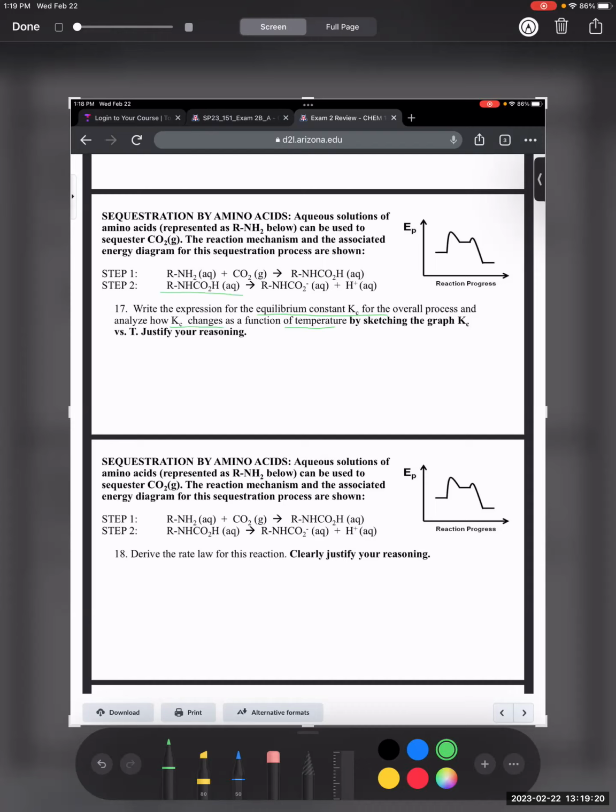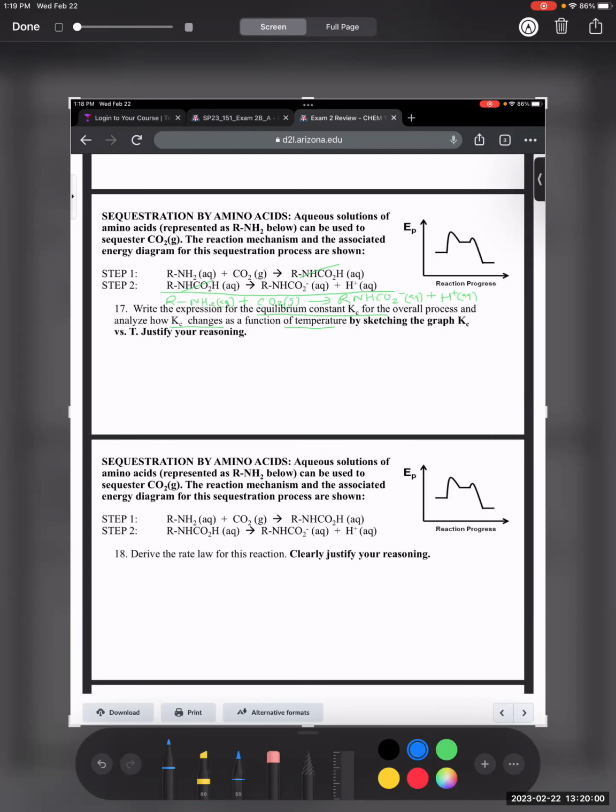To get the overall process, we need to add the two steps up, and we cancel out the intermediates, and we're going to be left with RNH2 (aq) and CO2 gas on the left-hand side of the arrow. And on the other side, we have RNHCO2 minus (aq) plus H plus (aq). All right, that should be our overall reaction.